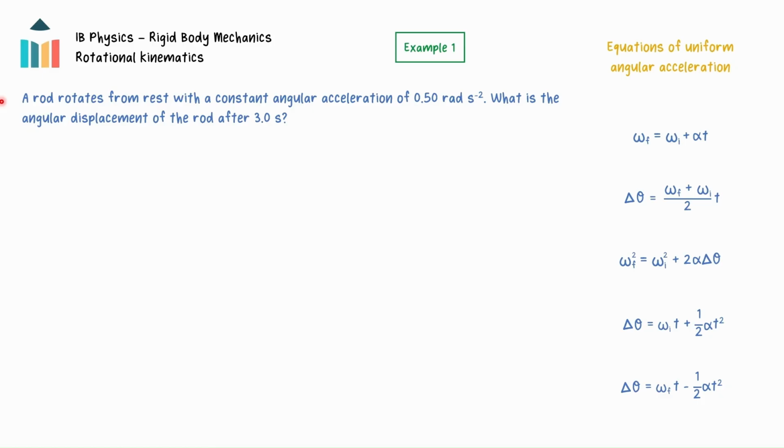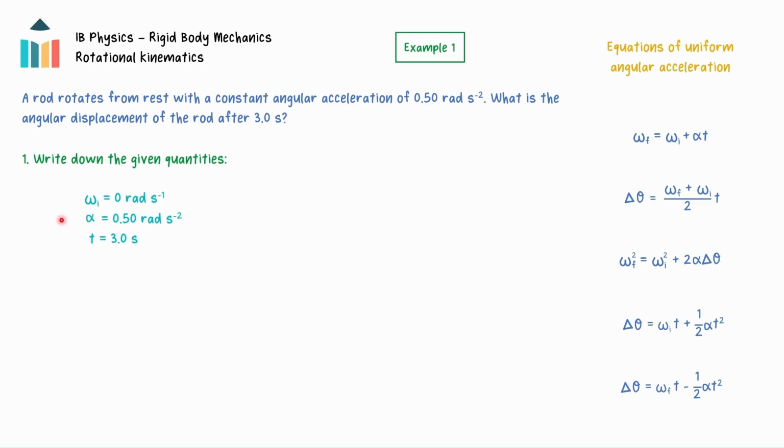Now let's go through a couple of calculation examples. The goal is to identify what's given, choose the right equation, and then substitute carefully. In this example, we have a rod that starts from rest and experiences a constant angular acceleration. We're asked to find the angular displacement after 3 seconds. Step 1 is to identify the known quantities. The initial angular velocity here is 0 because the rod starts from rest. The angular acceleration is 0.50 radians per second squared, and the time is 3 seconds.